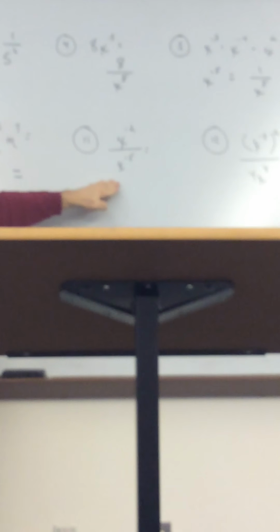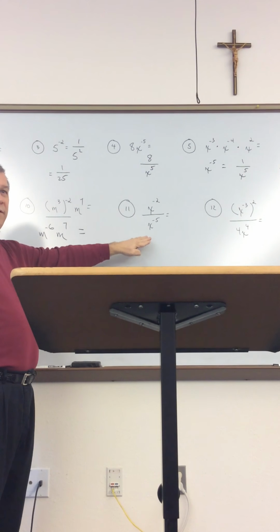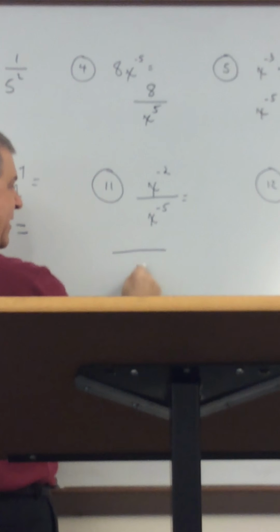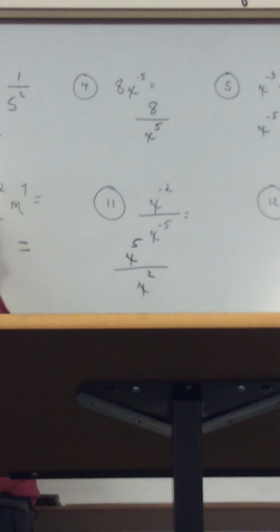What do you think you're going to do in number 11? What do you think you're going to do first? Just flip them. Move them. Look, x to the minus second is going to come down there. X to the minus fifth is going to go up there.